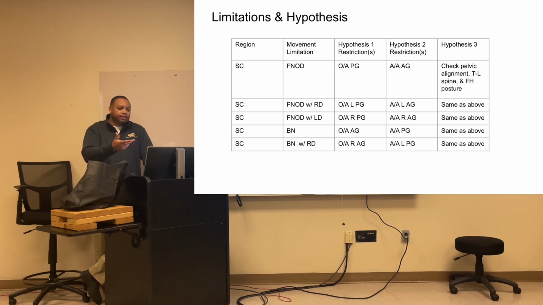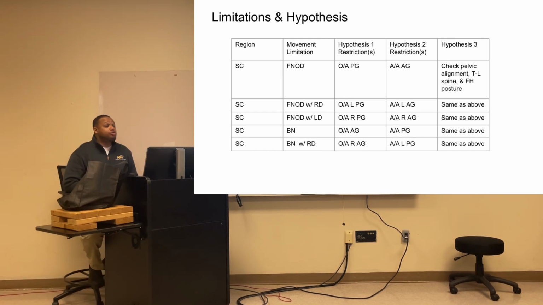We talked about movement limitation with a nod. So movement limitation with forward nodding, hypothesis 1 is OA posterior glide. Is that a legitimate hypothesis? Andrew says yes. Now the question is, you have to know the why to your yes. So why would you say that, Andrew? Because of the convex on concave rule. So we know that the occipital condyles have to glide posteriorly in order to achieve forward nodding at the subcranial spine.